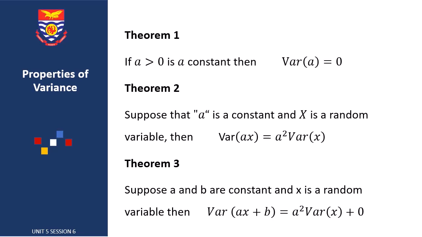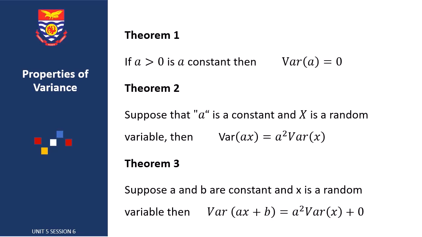Suppose that a is a constant and X is a random variable, then the variance of aX will be equal to a squared multiplied by the variance of X. In another way, if you have to find the variance of 3X, then that will be 3 squared multiplied by the variance of just X. That's what the second theorem is saying.